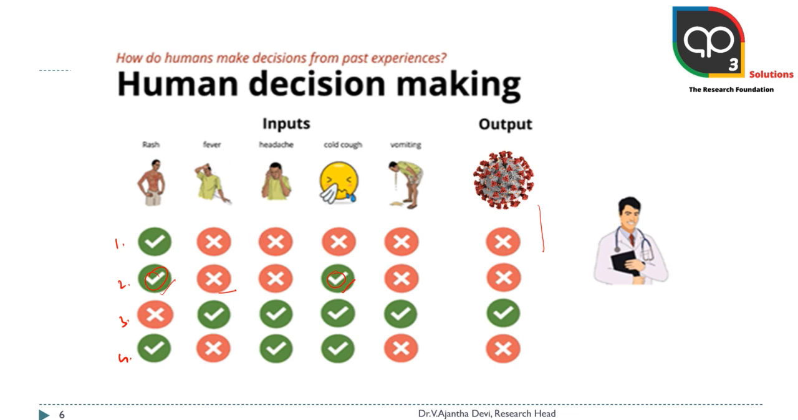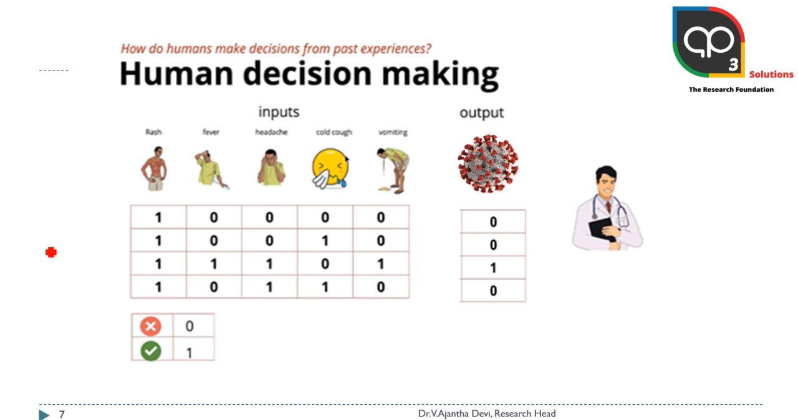And now, since we are eventually interested in making the machine take the decision, we will go from this representation to a more numerical representation, where this cross we will call a 0, and the tick mark we will call 1. Since the machine understands numbers, we try to convert everything to numbers.